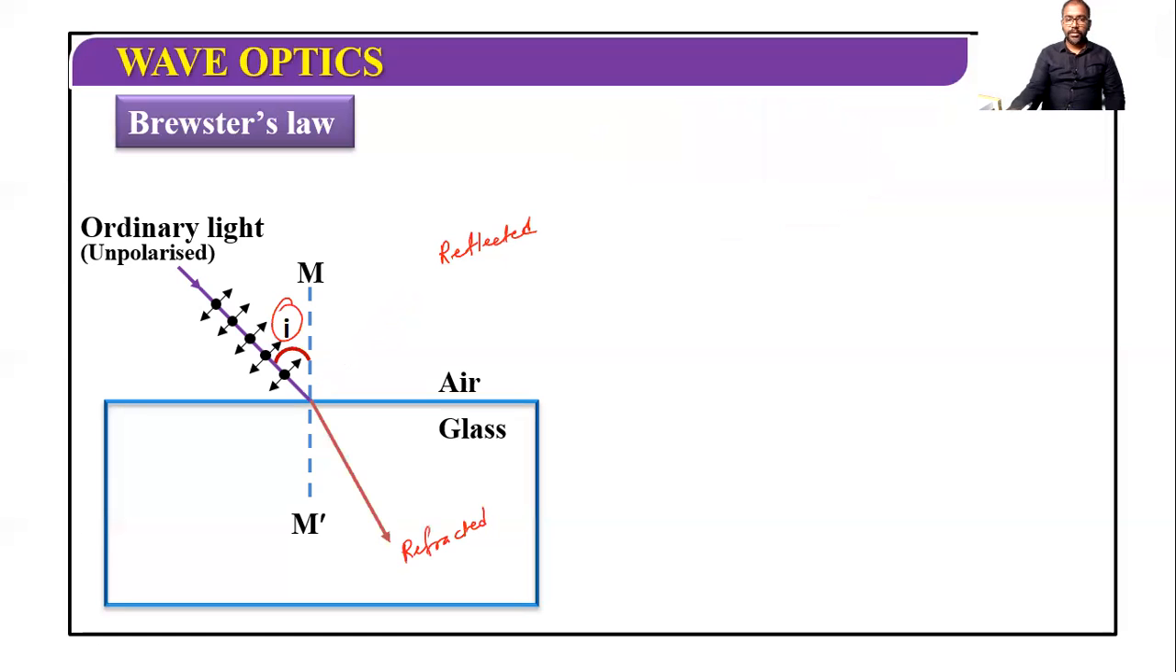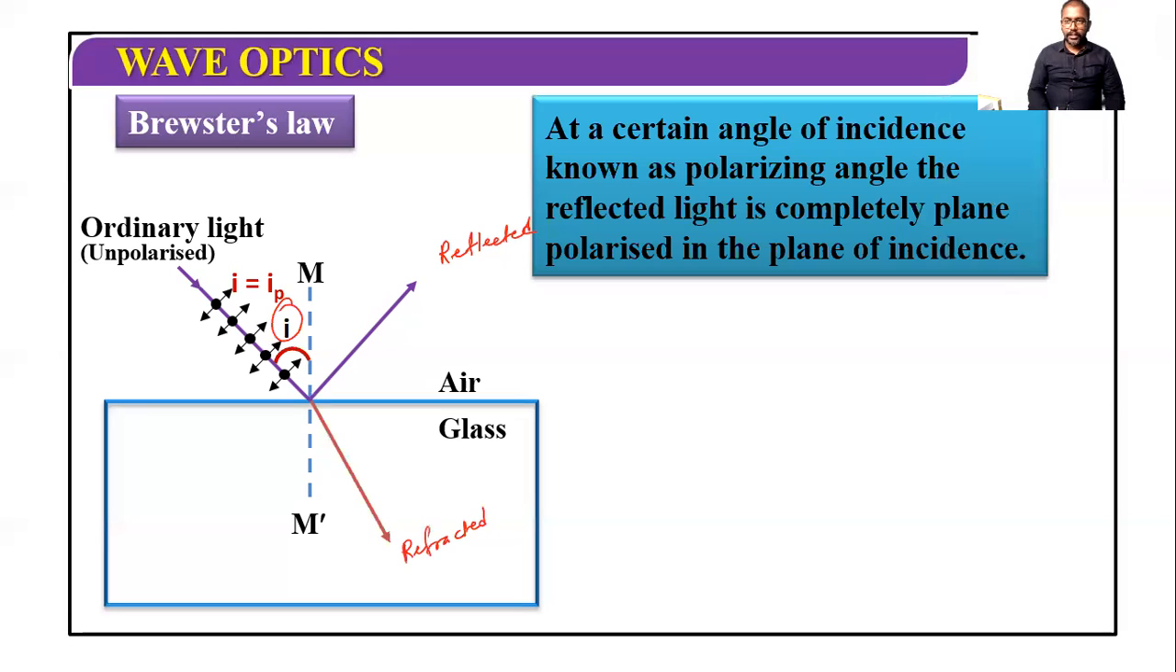Then experimentally it is observed that at a certain angle of incidence, called the polarizing angle, the reflected light is completely polarized. This reflected light is completely polarized. In the diagram, we show only one vibration for this reflected light, only by dotted lines. So this is polarized light. And the refracted light is partially polarized or unpolarized. You can see here both vibrations, horizontal as well as vertical, are shown. Sometimes it may be a particular vibration, so it is partially polarized.